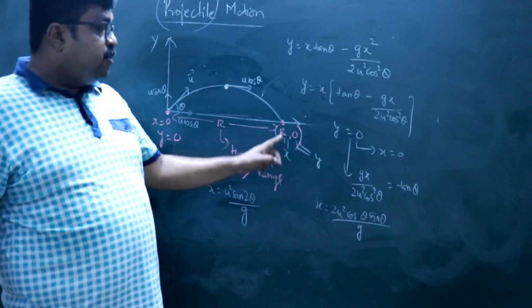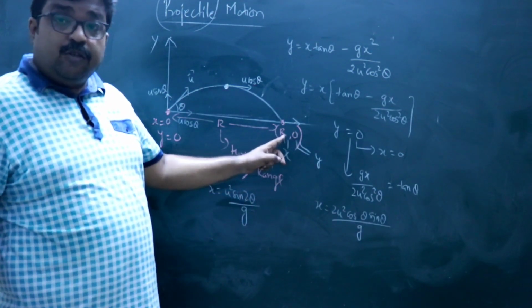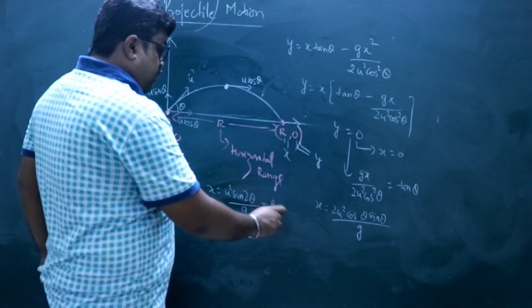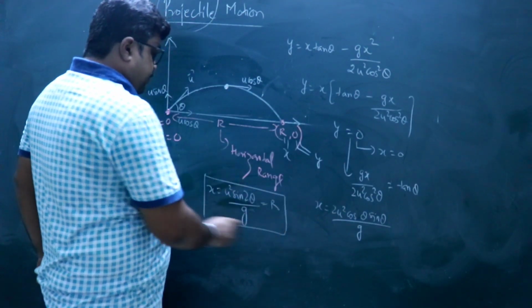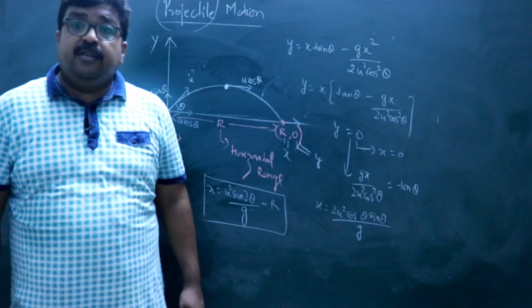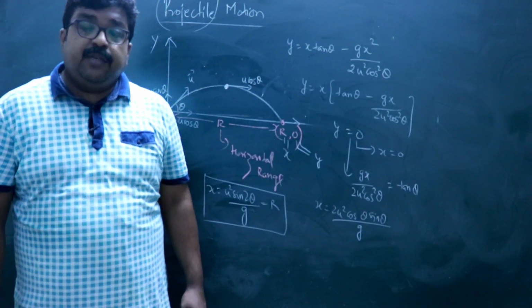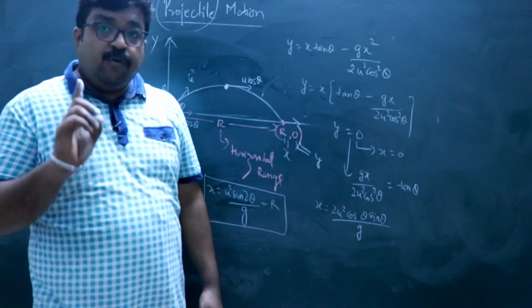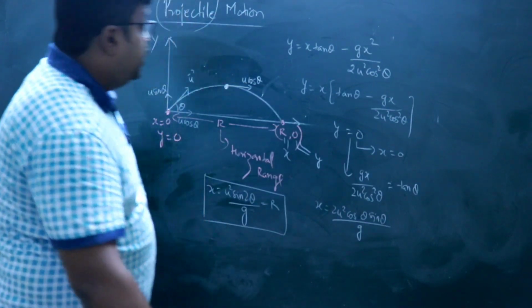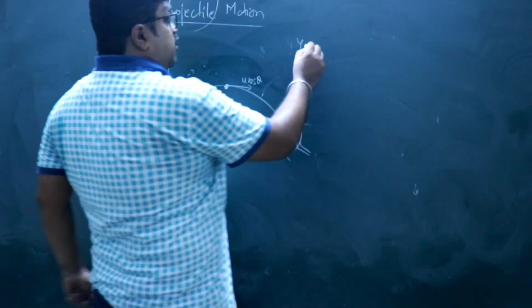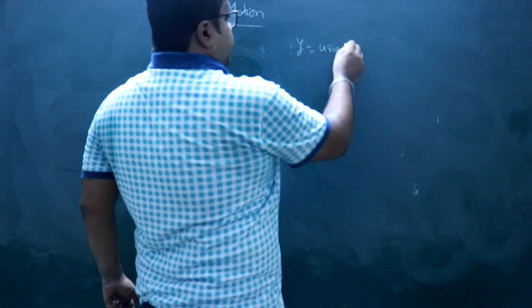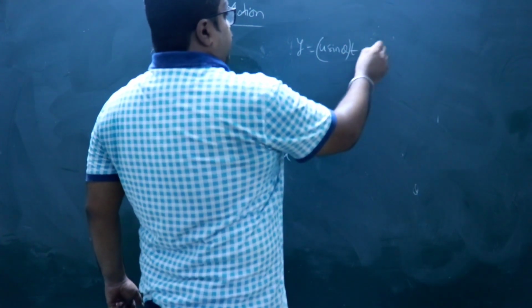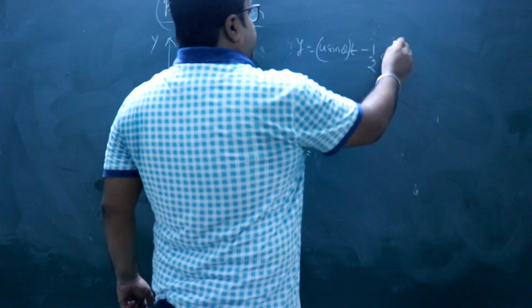Now that value of x corresponds to r, that is the horizontal range. So this is the expression for horizontal range. So this is one implication of this quadratic equation. There is one more quadratic equation we have got, that is y is equal to u sin theta into t minus half gt square.